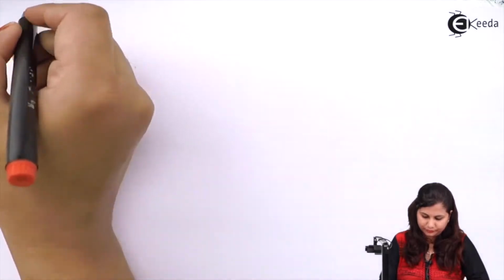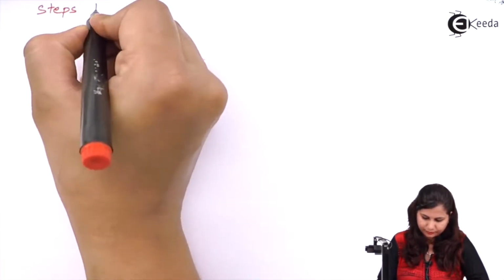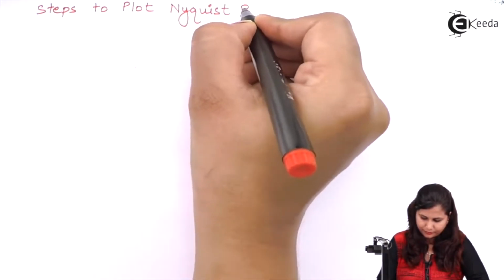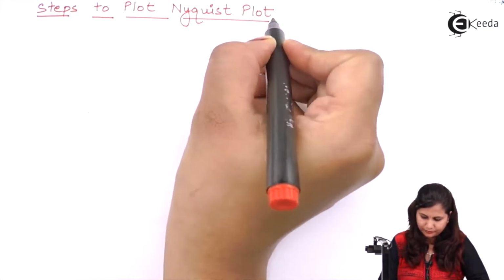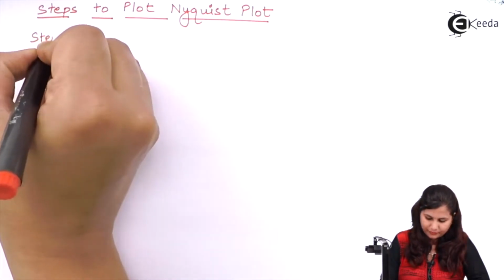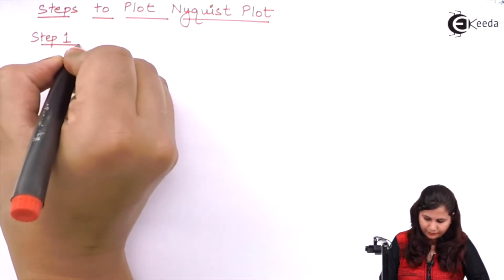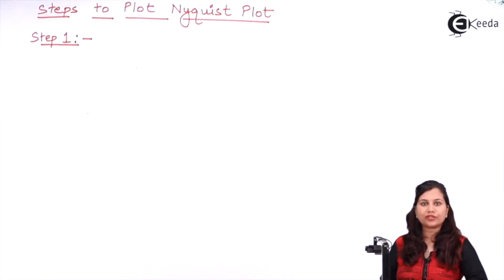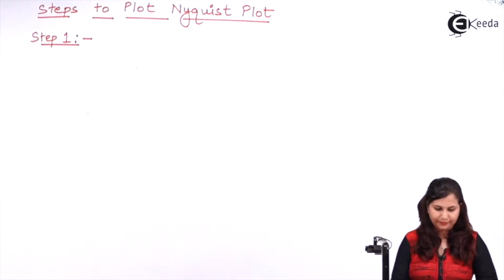Terms used in the Nyquist plot. Now, what are the steps to plot the Nyquist plot? Let's see. The first step is to determine the transfer function G(s)H(s) of the control system.